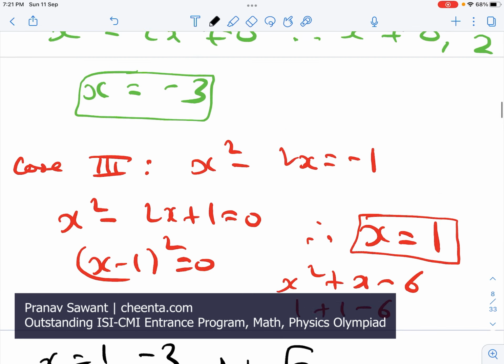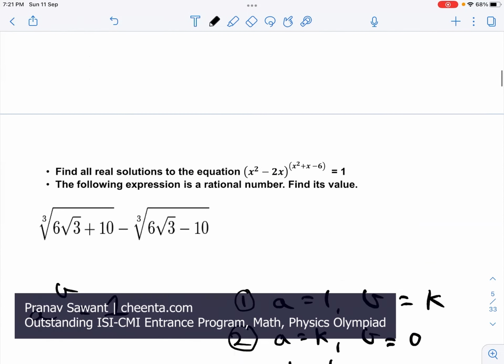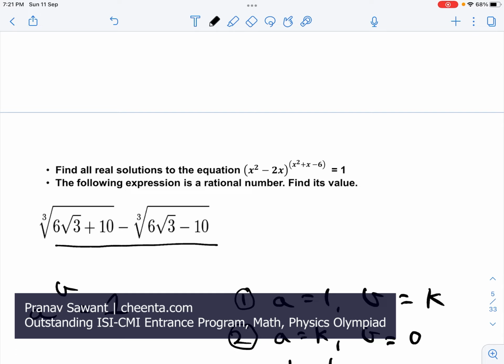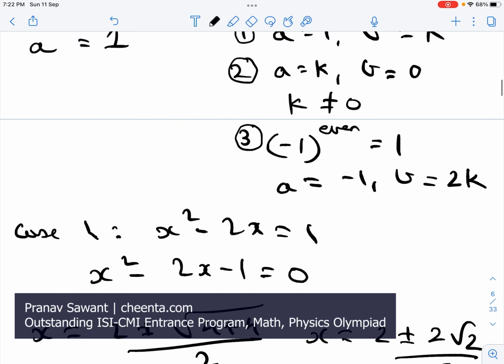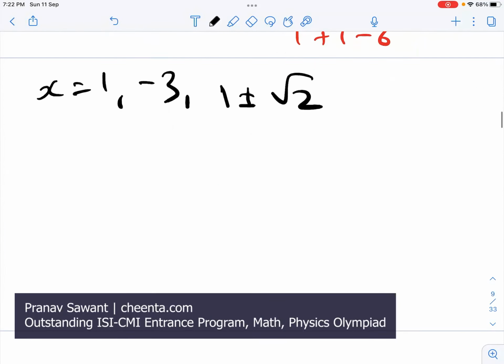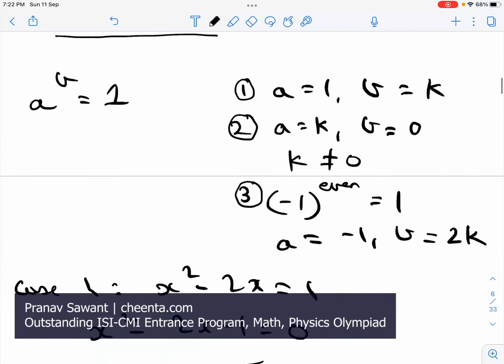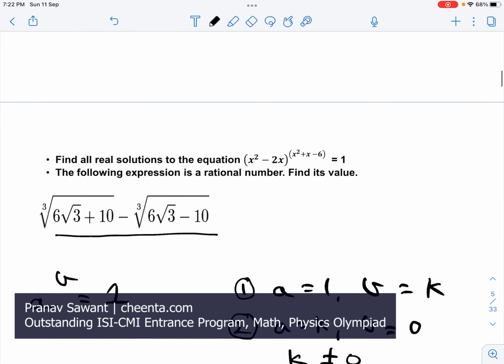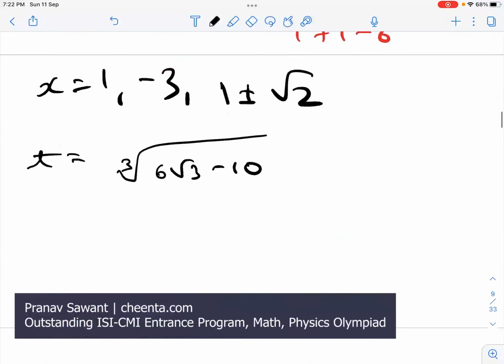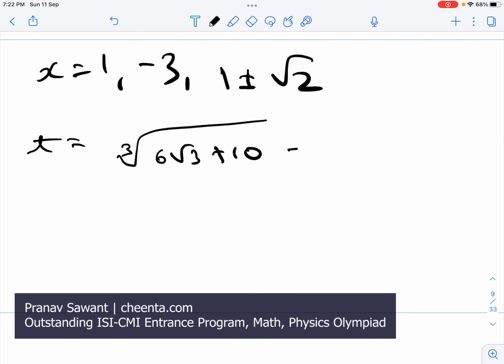Alright. Now moving on to part B. In part B, we have to simplify this expression. Okay, so let me just write that again over here. Let's name that expression as t. It's the cube root of, I believe it was 6 root 3 plus 10, and then minus the cube root of 6 root 3 minus 10, right?